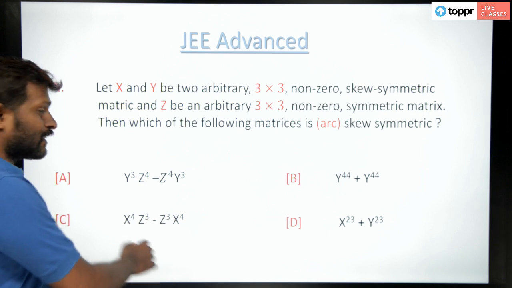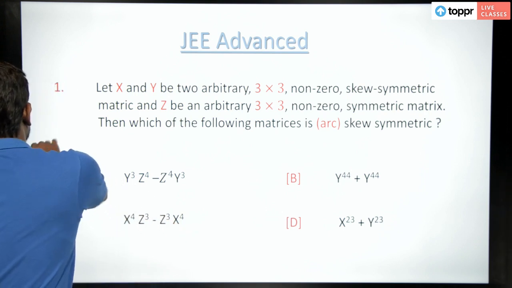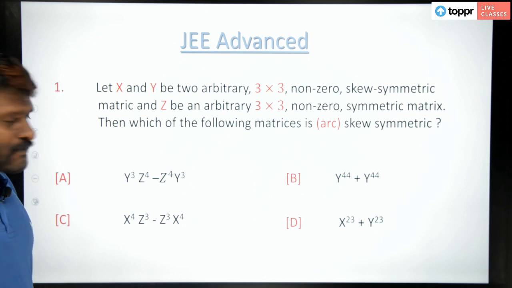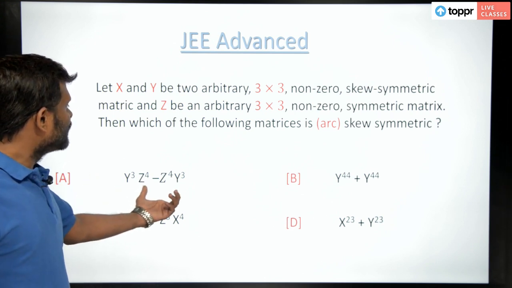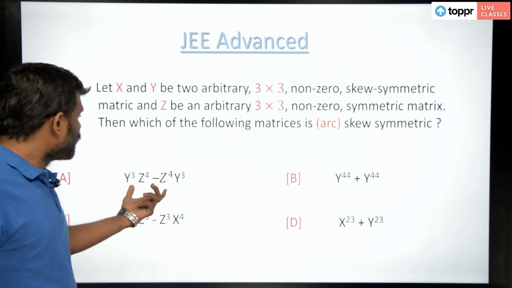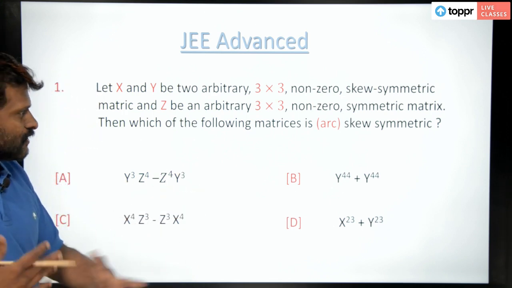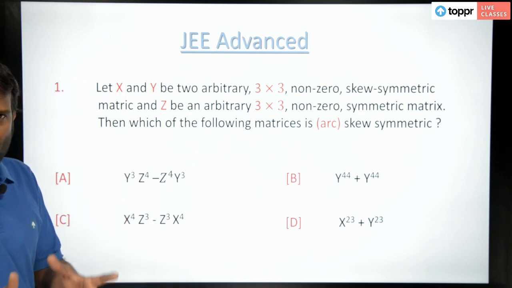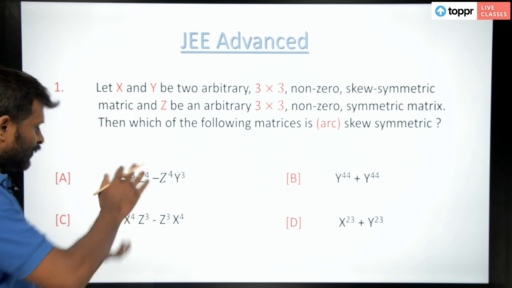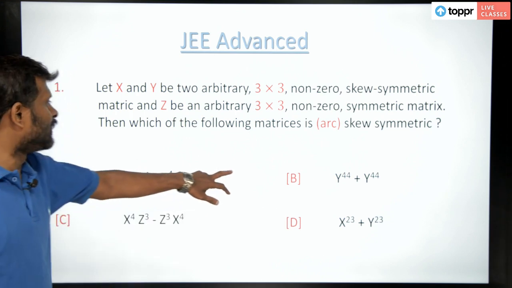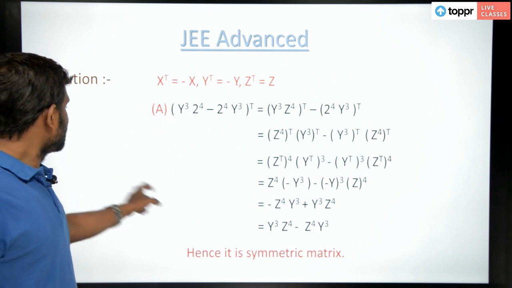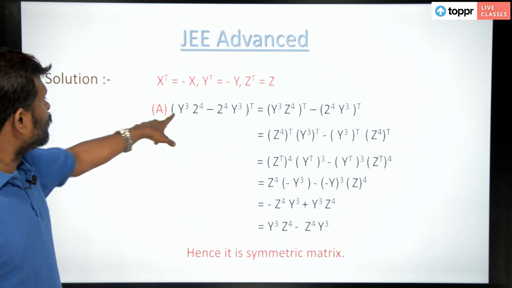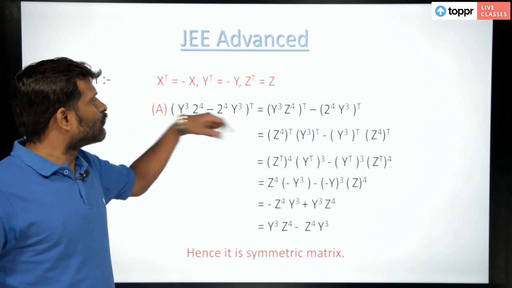What is the first one here? Try to remember this. The first one is y cube times z power 4 minus z power 4 times y cube. We will find what matrix it is, whether symmetric or skew symmetric. That means we will check whether its transpose is the negative of this, or equal to itself, or none. Let us see. So this is the first one, y cube z power 4 minus z power 4 y cube.